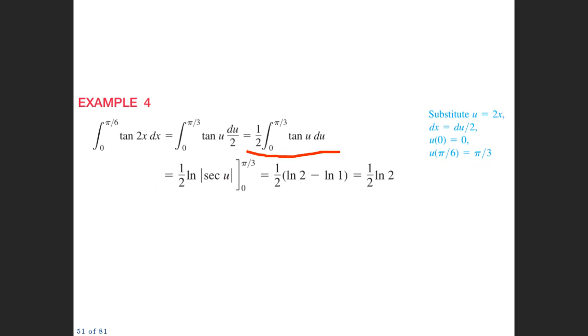We have a half, integral from 0 to pi over 3, tan u du. Remember, that's a half. ln absolute value of sec u, calculated at pi over 3 and 0. Sec of pi over 3, that's 1 divided by cos of pi over 3, 1 divided by a half, or 2. What is sec of 0? 1 divided by cos 0, so that's 1 divided by 1, or 1. A half ln 2 minus ln 1, but ln 1 is just 0, so a half ln 2.